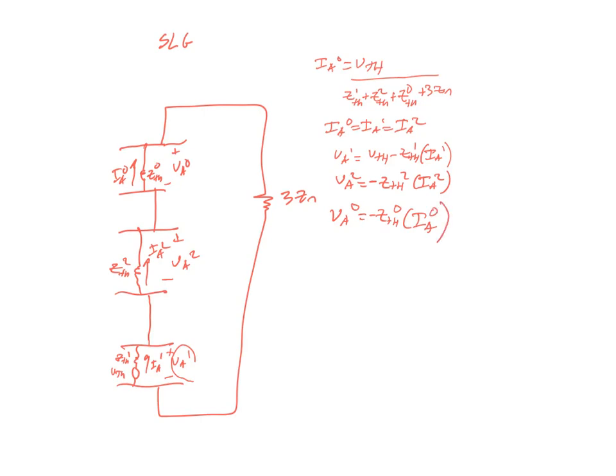And now we can substitute those in our matrix. So if we want to solve for VABC, that's just going to be our A matrix times our VA012, and we can do the same thing for our currents and do it in terms of our currents now. And now you have all the fault currents and the fault voltages for a single line to ground fault.